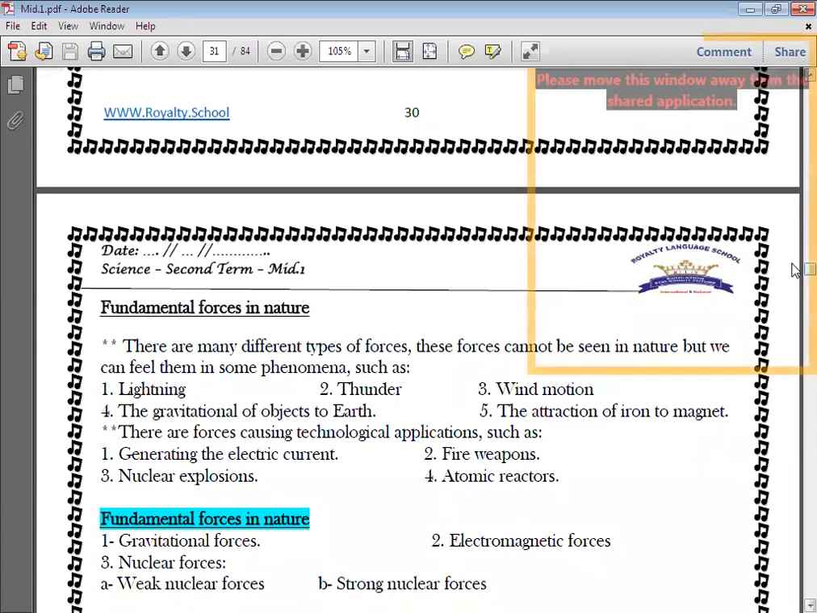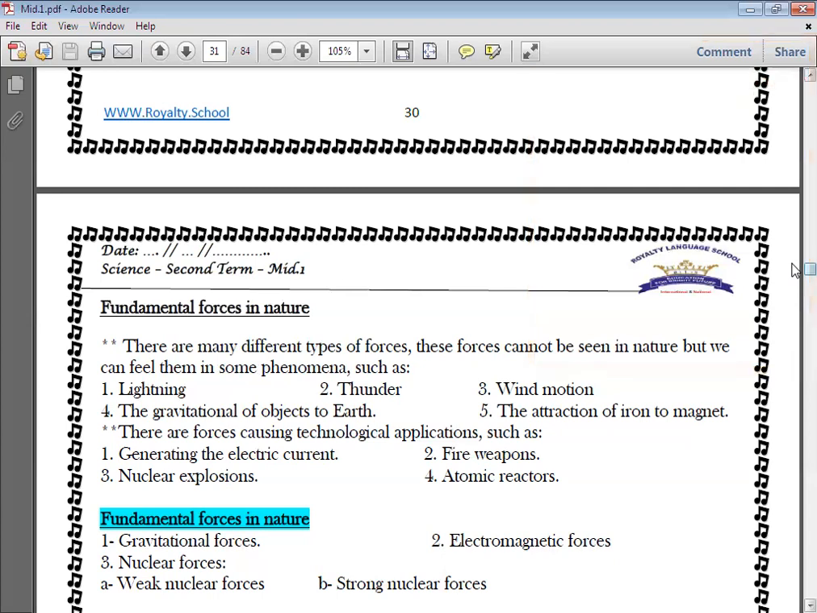There are forces causing technological applications, such as generating electric current, fire, weapons, nuclear explosions, atomic reactors, or nuclear reactors. Okay? Again, the force is an attempt to change the state of the object from static to motion, or vice versa, in the opposite direction of the motion.